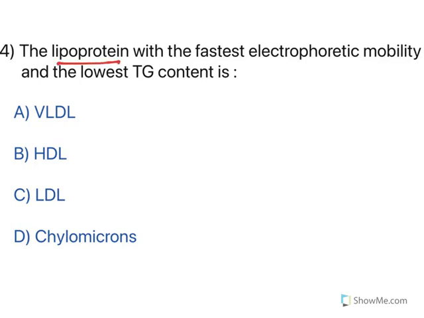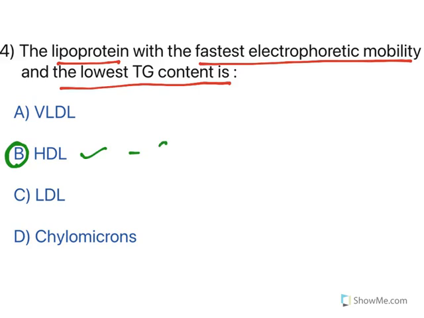Now, the lipoprotein with the fastest electrophoretic mobility and lowest triglyceride content is. See, among lipoproteins we have LDL, VLDL, IDL, HDL and chylomicrons. Among all of them, the lowest triglyceride content is with HDL. HDL is also known as good cholesterol. It takes cholesterol from extrahepatic tissue and transfers it to the liver.